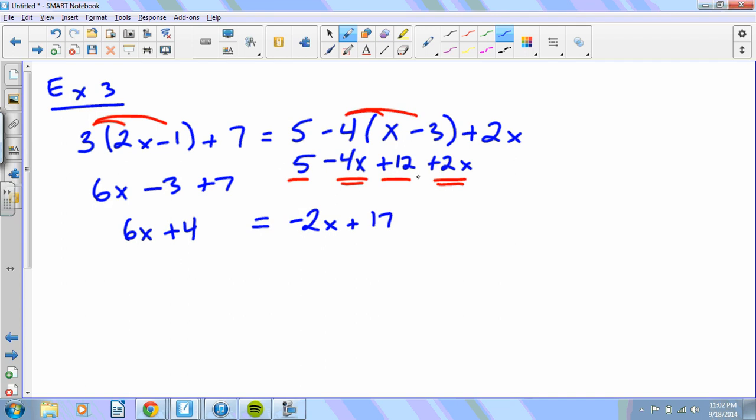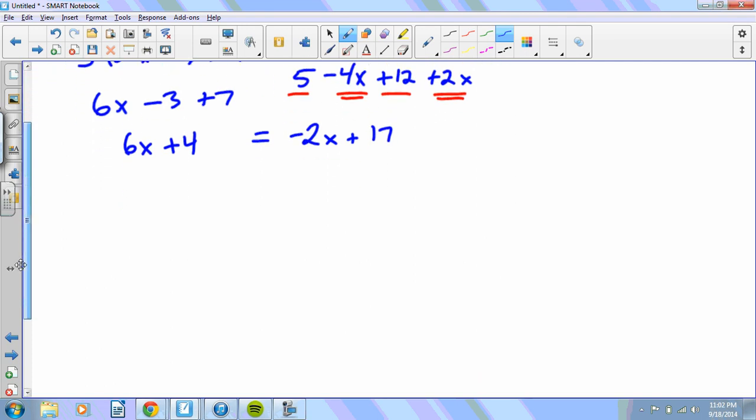Now, something you're going to look at and you're going to want to do, but it would be wrong. You see 5 minus and then a 12. Remember, the minus is with the 4x. So it's a positive 5 and a positive 12. Give you a positive 17. Okay. So I'm down to that point, no fractions.